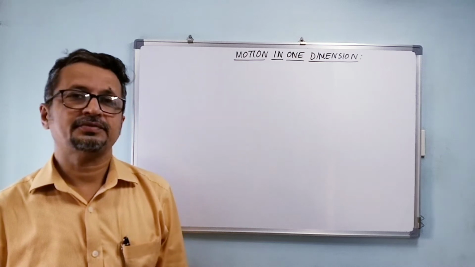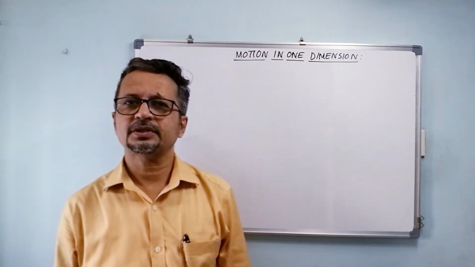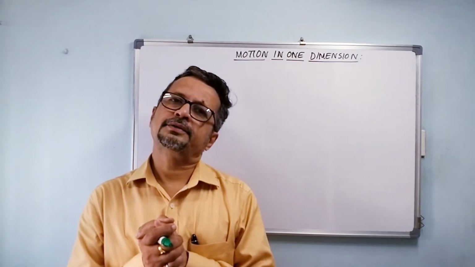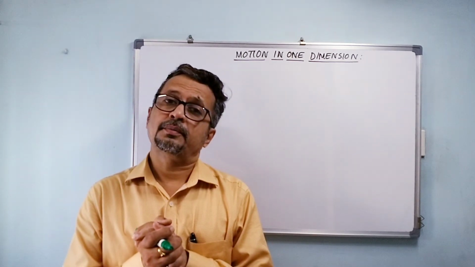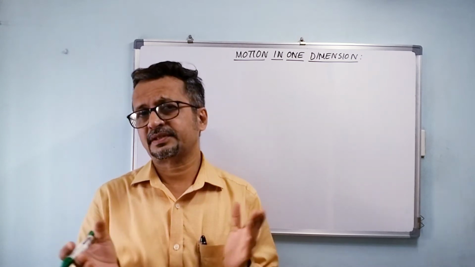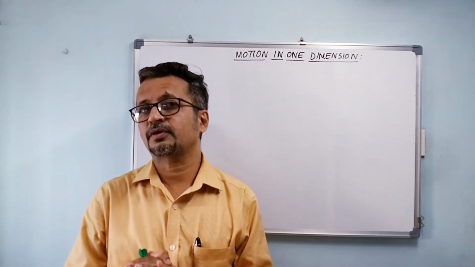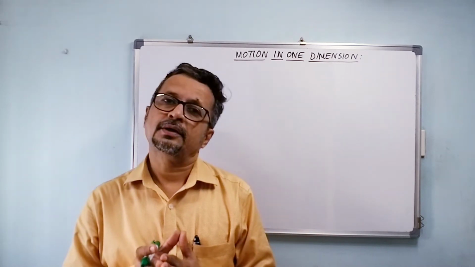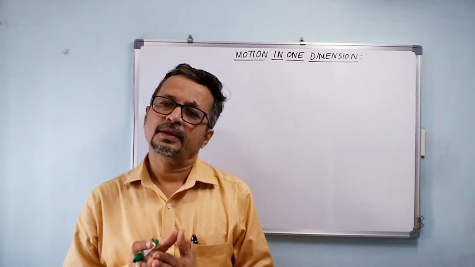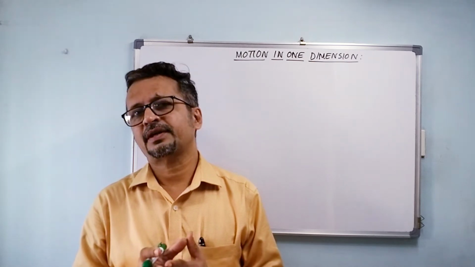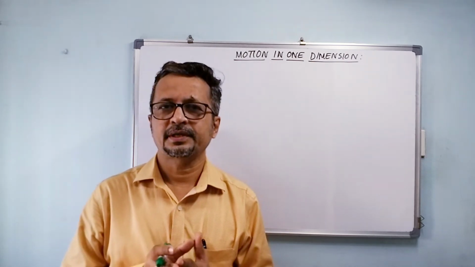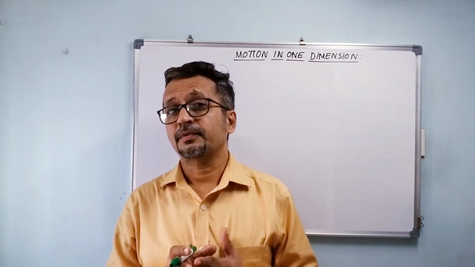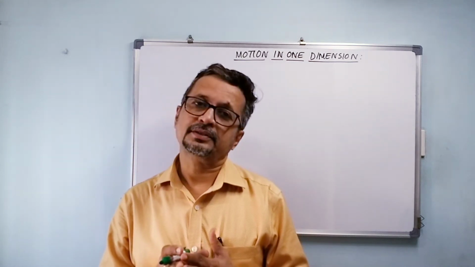Hello guys, in this video we are going to discuss nature of graphs. We have discussed earlier that we plot graphs of distance with time, or displacement with time, or velocity with time, or acceleration with time. Distance with time: if that graph is a straight line, then that would mean that the speed would remain constant.